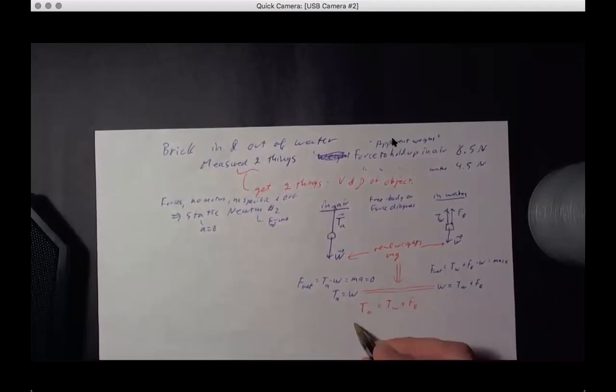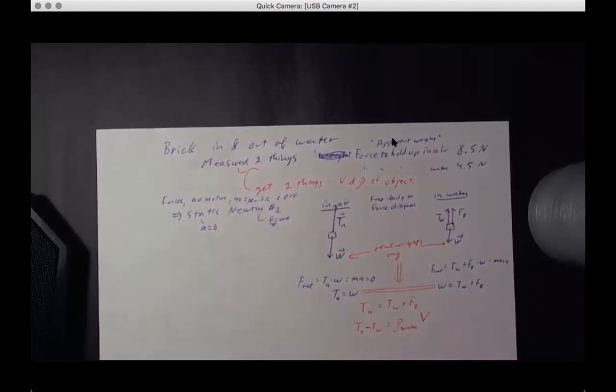Or T in air minus T in water is equal to the buoyant force. And what is the buoyant force? It's the density of water times the volume of the object, because it's the whole volume, since it's submersed, times little g, right?